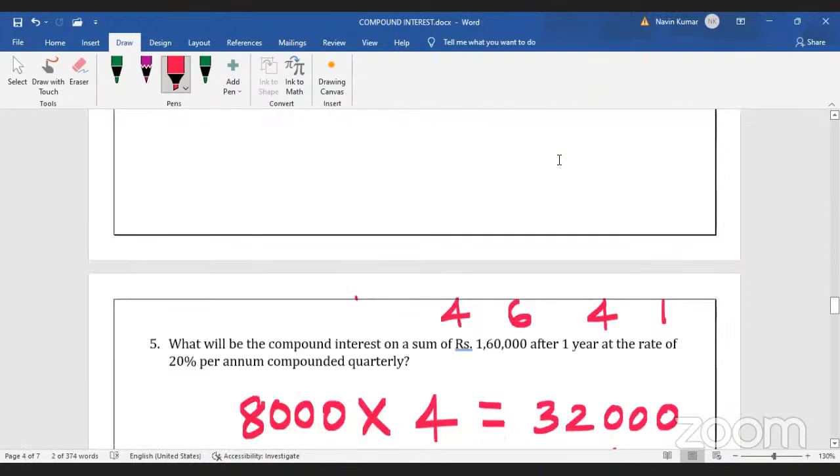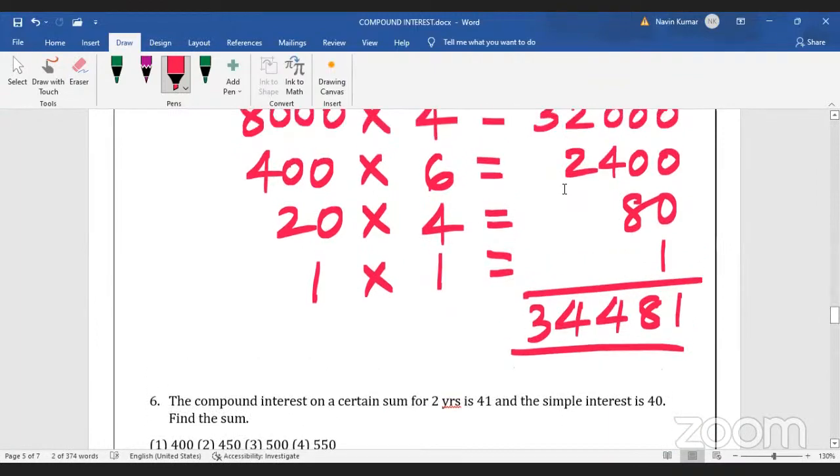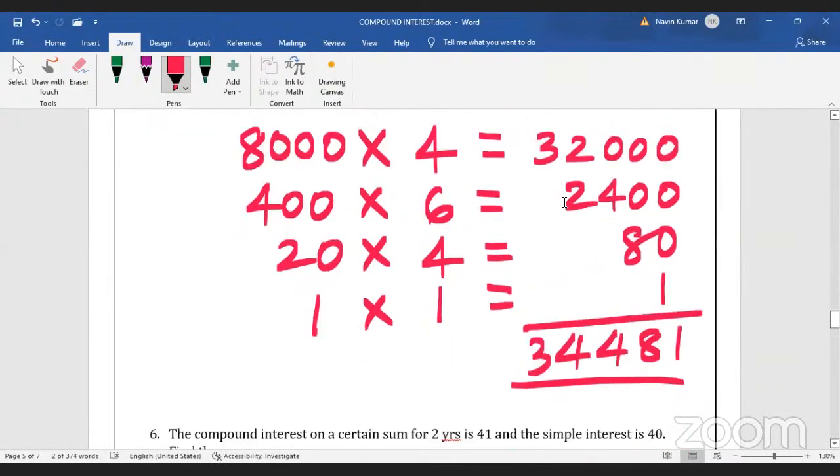If you see in this question, it's 1 year. 1 year is equal to 4 quarters. So time is 4 units. Right? Yes, sir. So when time is 4 units, we have to take 4641.